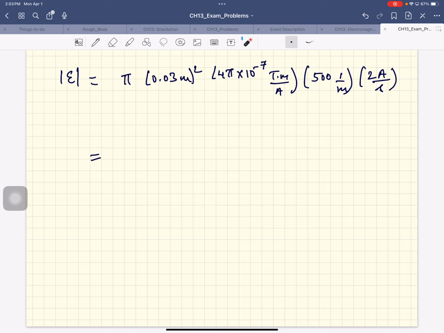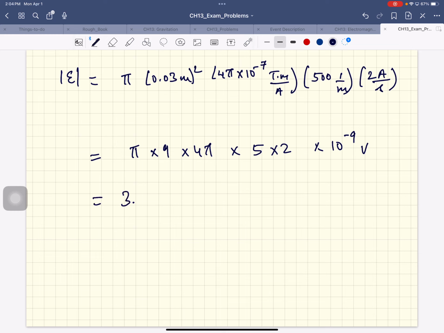Okay, so the EMF induced is this. Let's do powers of 10. That's 10 to the minus 4, 10 to the minus 11, 10 to the minus 9. So pi times 9 times 4 pi times 5 times 2 times 10 to the minus 9 volts. So I got 3.55 times 10 to the minus 6.